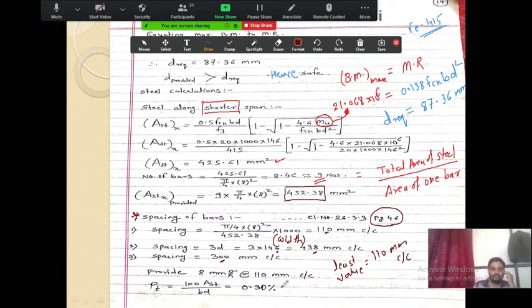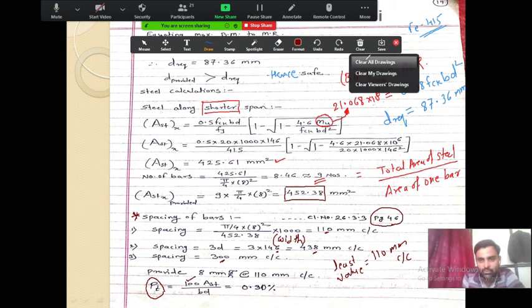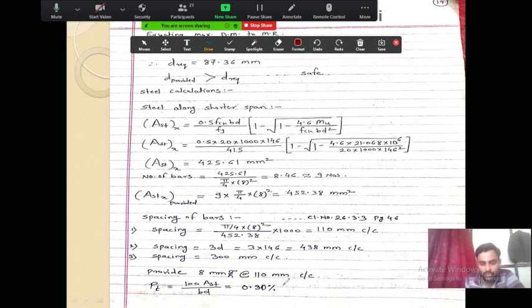After this you can calculate the percentage of steel. This formula I have already told you yesterday, in the last lecture also. The percentage of steel is equal to 100 Ast upon bd. So just put the values: 100 multiplied by Ast provided.